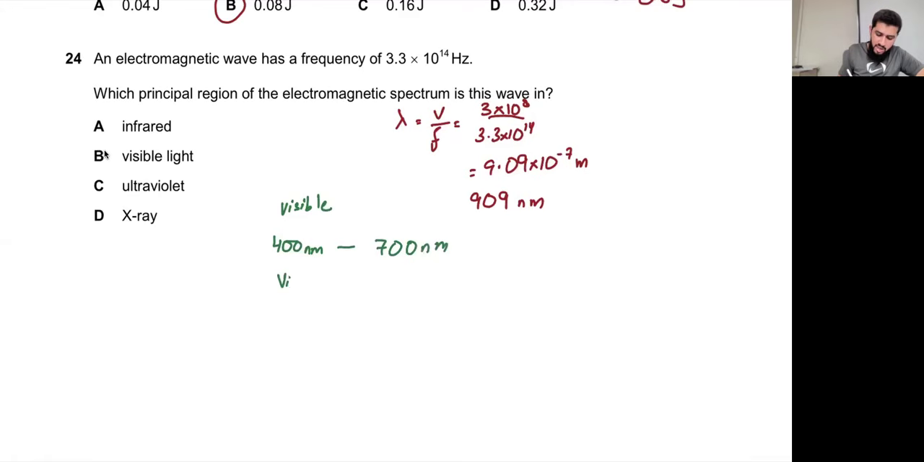As far as visible light is concerned, visible light is 400 nanometers to 700 nanometers. This part here is violet. This part here, the longer wavelength, is red. So this here lies somewhere over here. Agreed? So it will be greater than red. This will be infrared. Is this clear, guys?